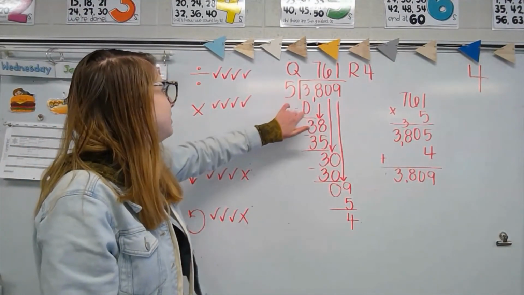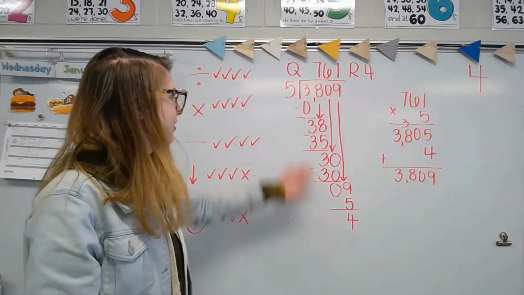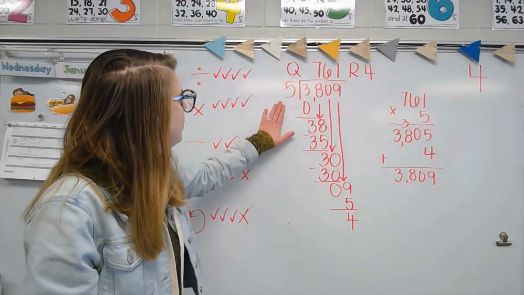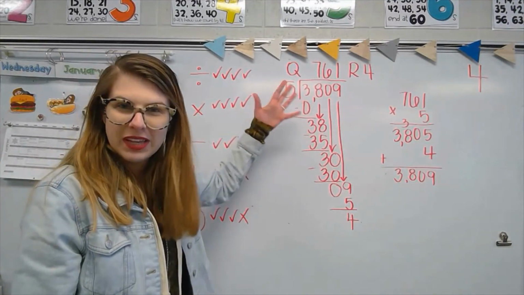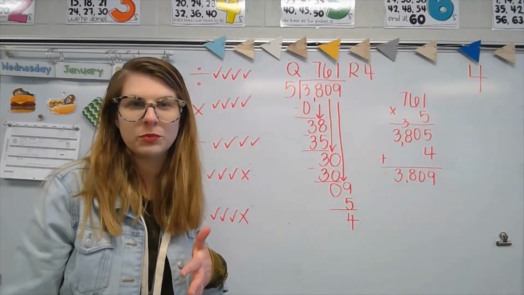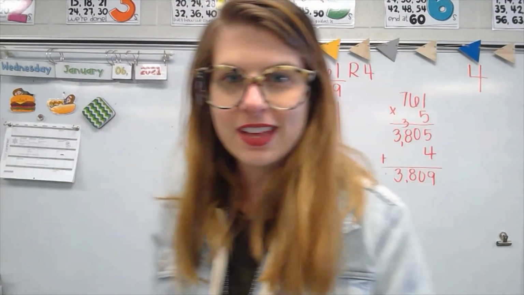This one was a little bit trickier because I bet you felt stuck when you looked at 3 divided by 5. 5 is larger than 3. So we had to use the number 0 as kind of like a placeholder to continue the rest of our division. And if that didn't feel super comfortable for you, don't worry, we'll practice that some more this week.